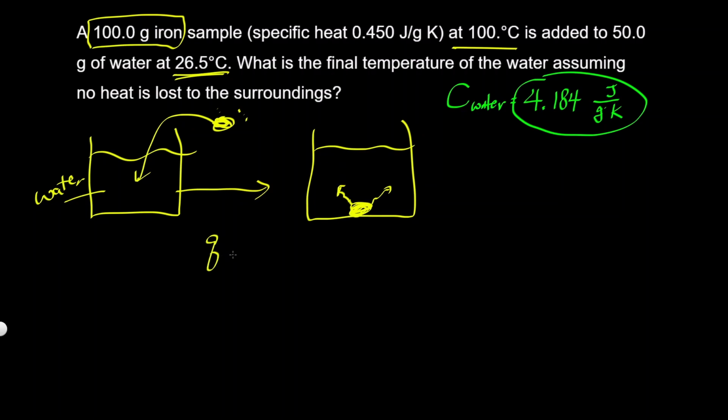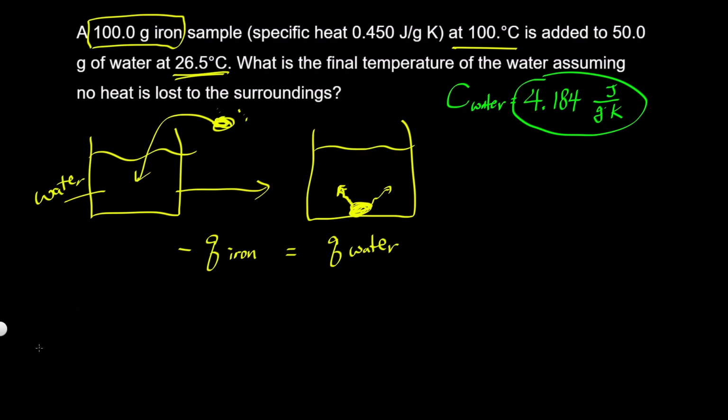So Q for iron is going to equal Q for water only if one is negative, because heat is released, meaning Q will be negative for the iron side, and Q for the water side will be positive. They're going to be the same number, but the signs will be different. So in order to be equal to each other, you have to put a negative on either the left side or the right side. It doesn't really matter where you put it. I'm just going to put it on the left side. Okay, so that's our situation here.